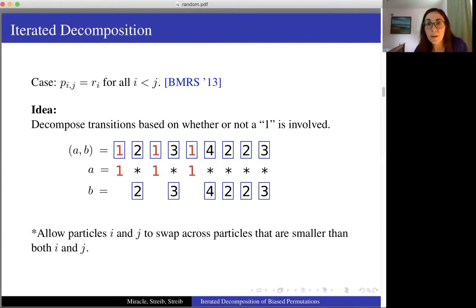So we're going to start with a case that was analyzed by Bhakta et al., where the Pij depends only on the smaller of i and j. And the idea is to decompose the transitions of the Markov chain into different sets depending on whether or not a 1 is involved. The idea would be that if all the 1s get to a random configuration and all of the particles of higher type are in a random order as well, then the overall chain should be mixed.